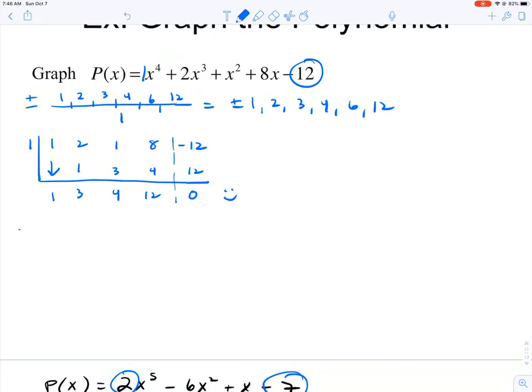I want to test -3 next. You may see why that is, or you may not. You can always just, if you want to do -1, you could. It's up to you. I'm not going to rewrite these again, actually. Let's move this up like I did before.